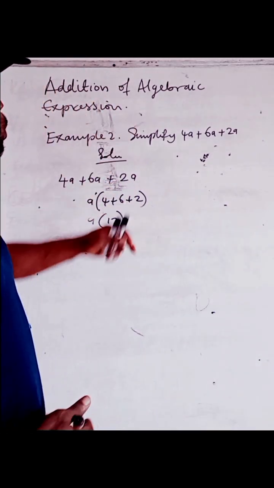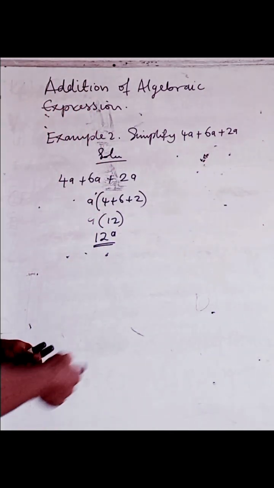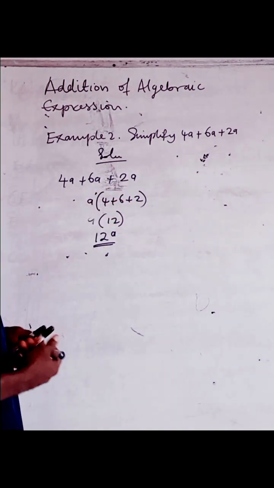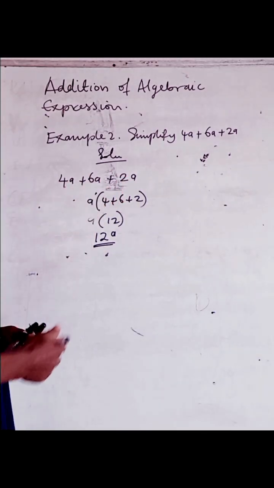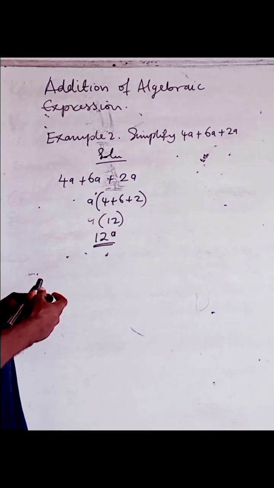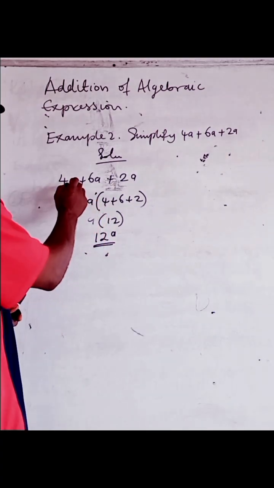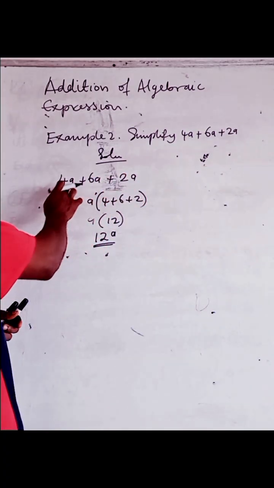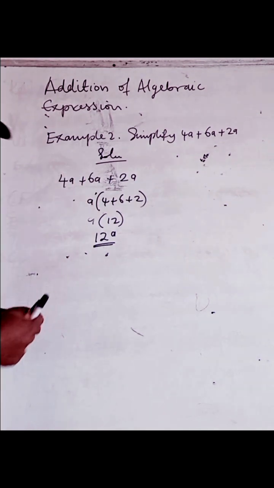Addition of algebraic expression. Example, to simplify 4a plus 6a plus 2a. Solution. 4a plus 6a plus 2a. Now we can see that there are three expressions here, 4a, 6a, and 2a, and we have to add them together. Now, we can also see that the three expressions have like terms. The variables are the same. Therefore, it is possible for us to add them together. But for us to add them together, this is what we are going to do.